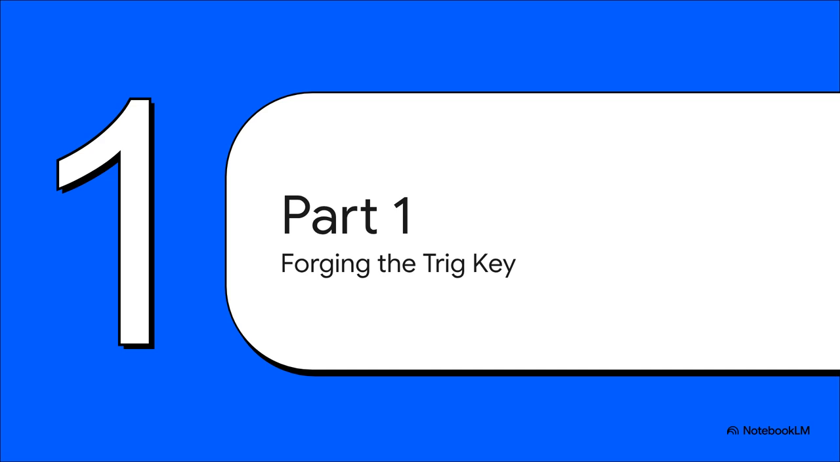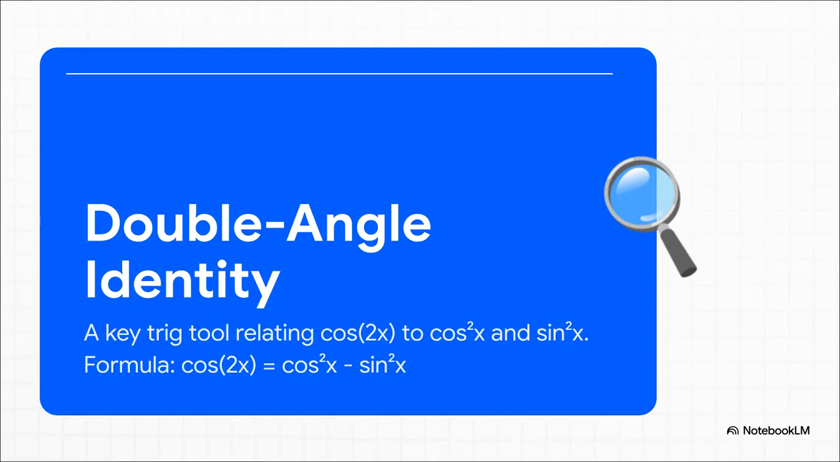To solve this puzzle, we actually need to take a little detour. We're going to step out of the world of calculus for a second and jump over to trigonometry. Think of it like this. We're about to forge a special key that's going to completely transform this problem for us. And here's our starting point. This is the raw material we're going to use to make our key.